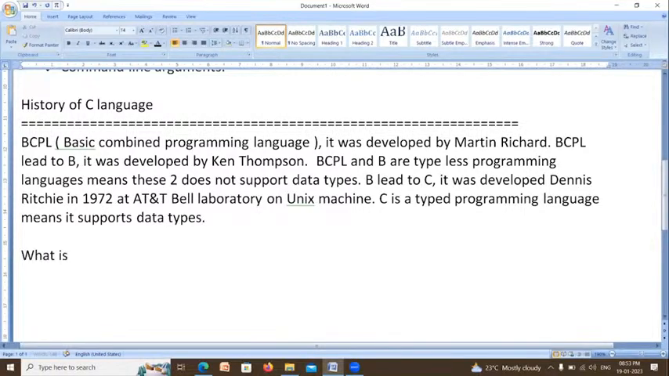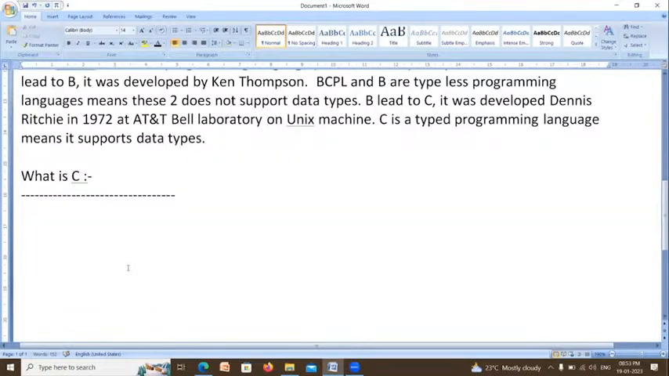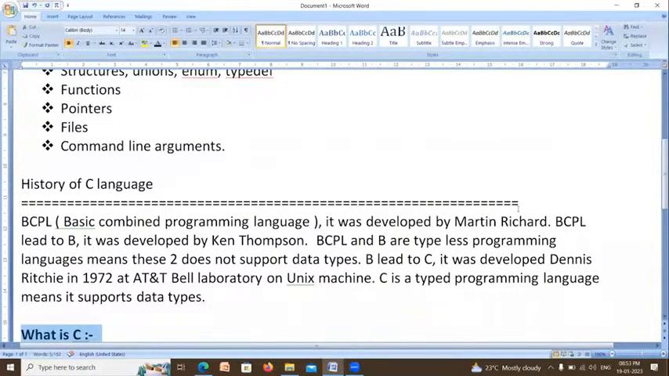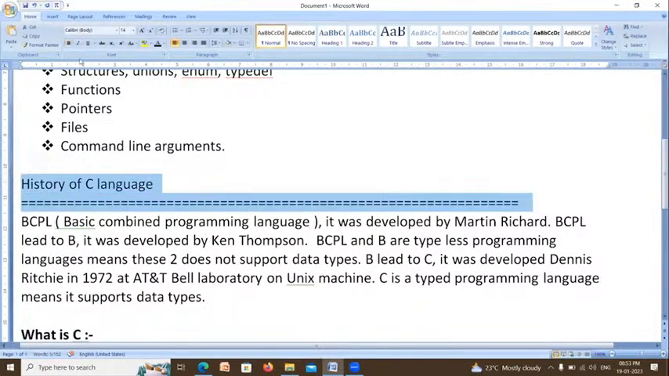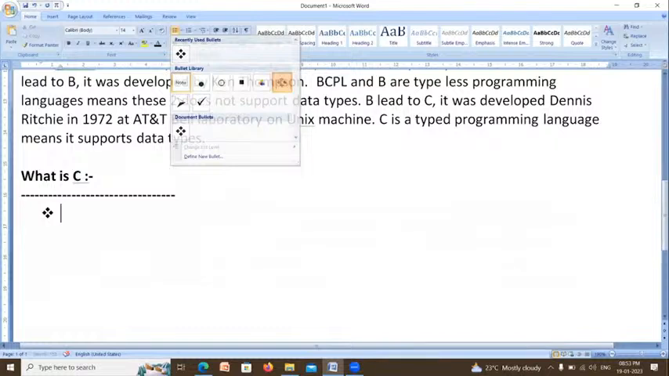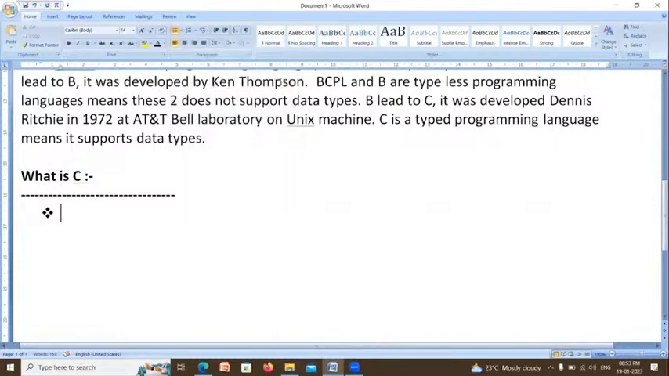The next question is, what is C? What is the meaning of C? C is called a high-level programming language, but C supports the features of low-level also. So C is a middle-level programming language. C is called a high-level as well as a middle-level programming language. C is a high-level programming language.